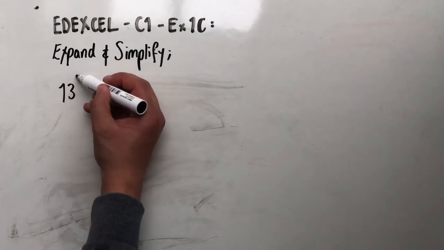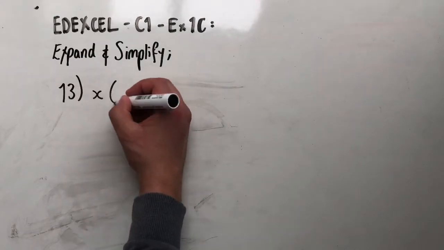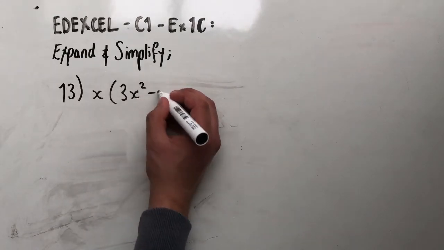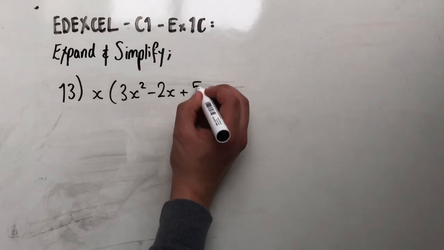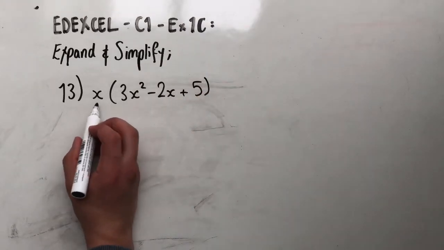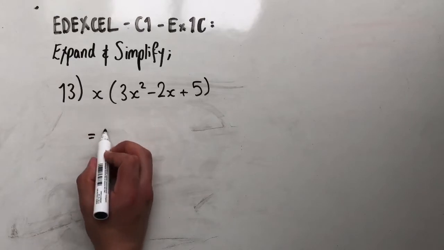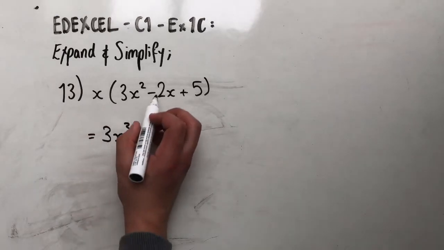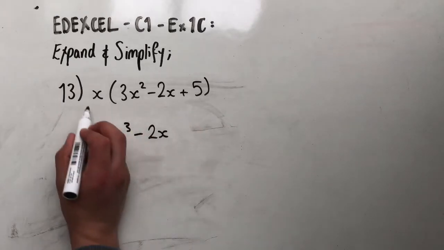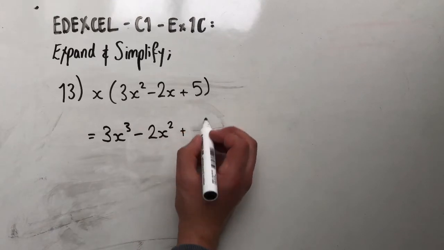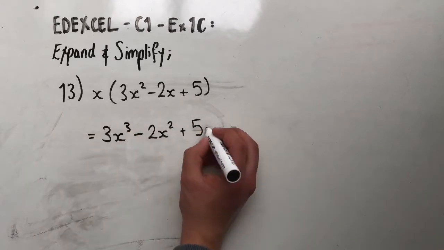Question 13 is x open brackets 3x squared minus 2x plus 5 close brackets. Now we have 3 terms inside the brackets, doesn't change anything, we just times the x by every single one. So the first one, 3x squared times x is 3x cubed, minus 2x times x is minus 2x squared, and plus 5 times x is 5x. There's your answer.